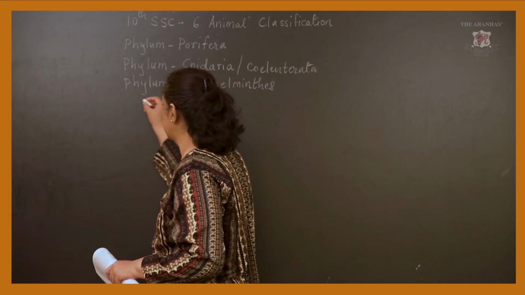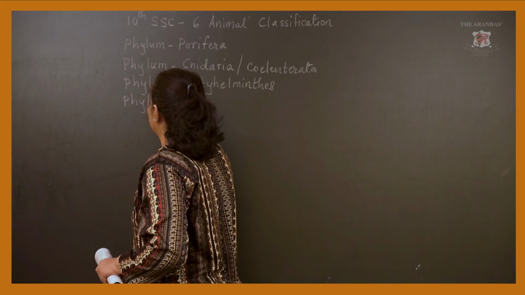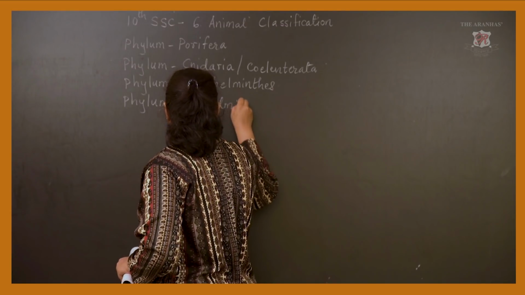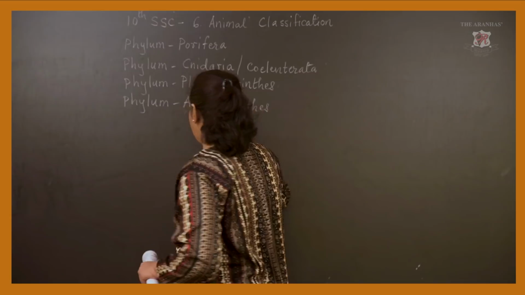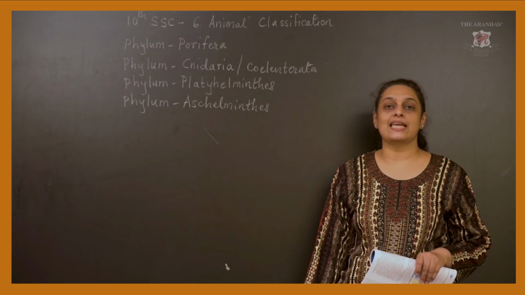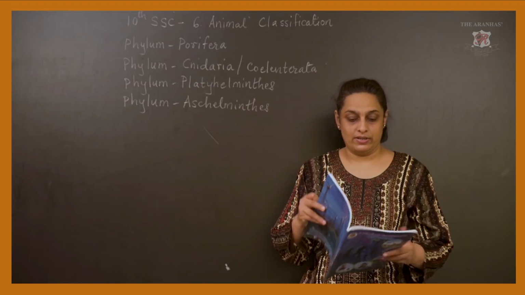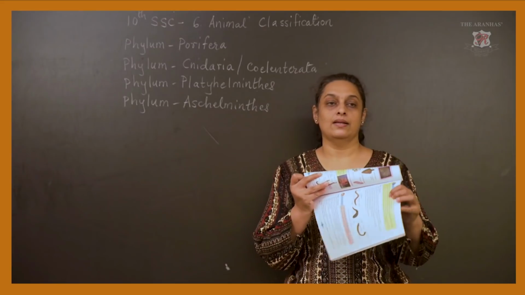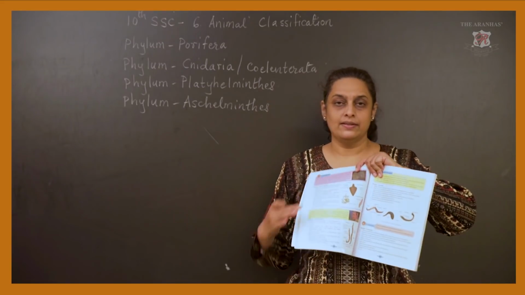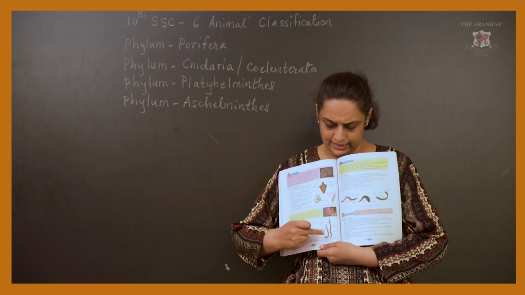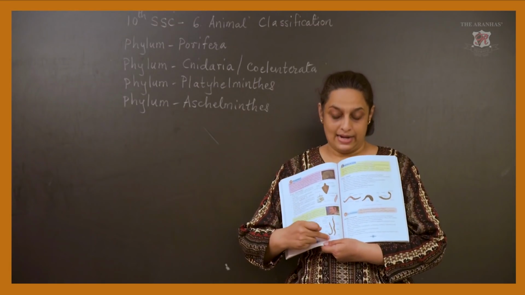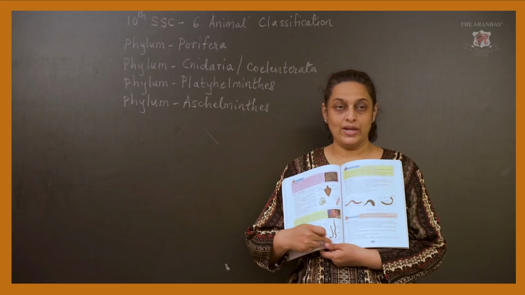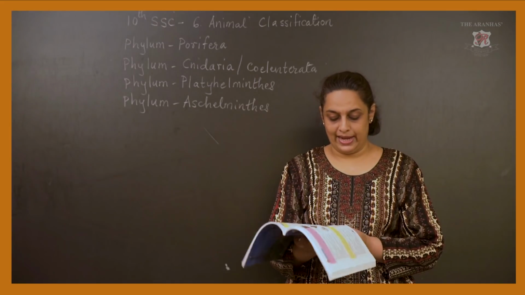The next phylum that comes is phylum Aschelminthes, and a very classical example is Ascaris. Now in your textbook on page number 68, look here, on page number 68, at the bottom there is a diagram. This is of Ascaris. Okay. Now you can focus on that diagram.